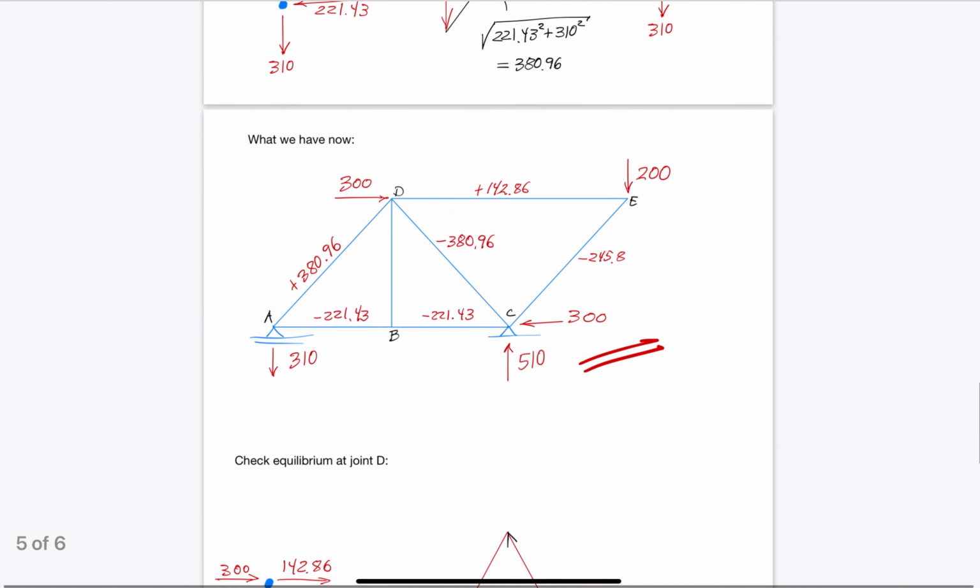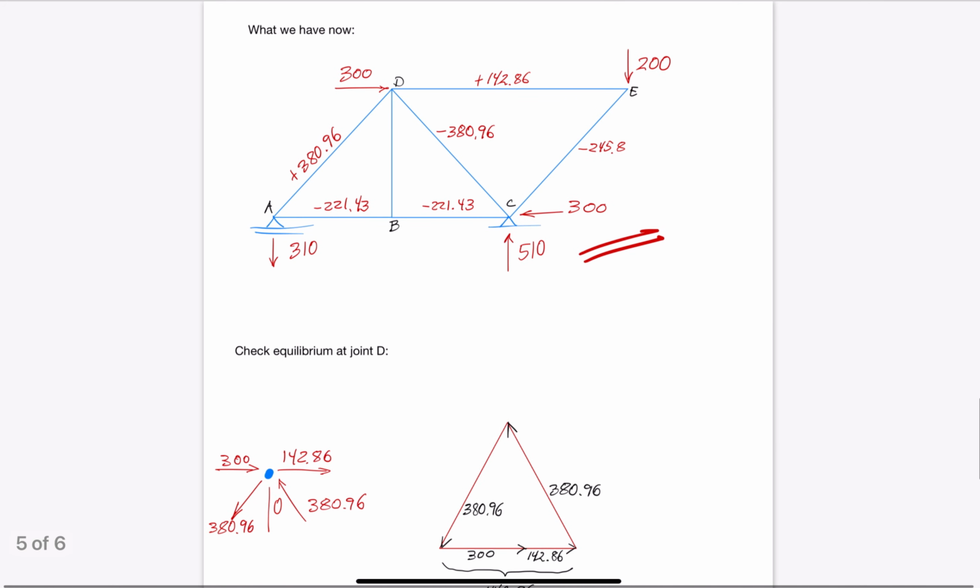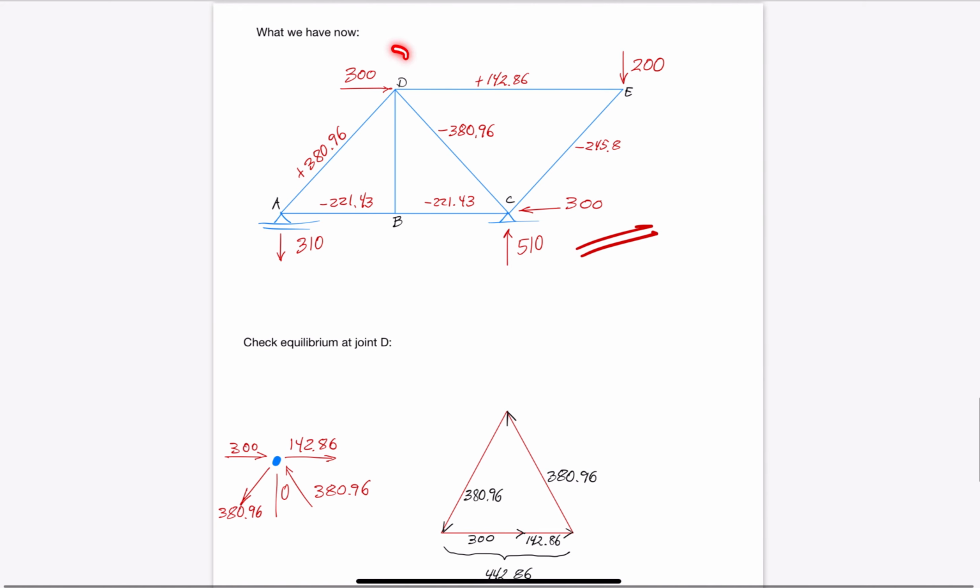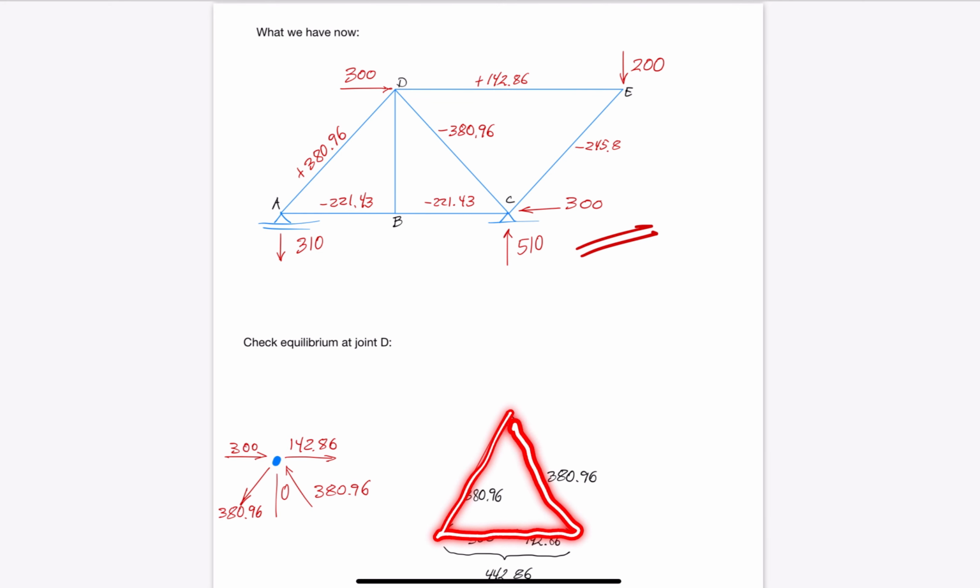However, we proceed by checking equilibrium at joint D at the top. 4 forces appear there, 2 of them horizontal. The closed force polygon shown here confirms that the joint is in equilibrium.